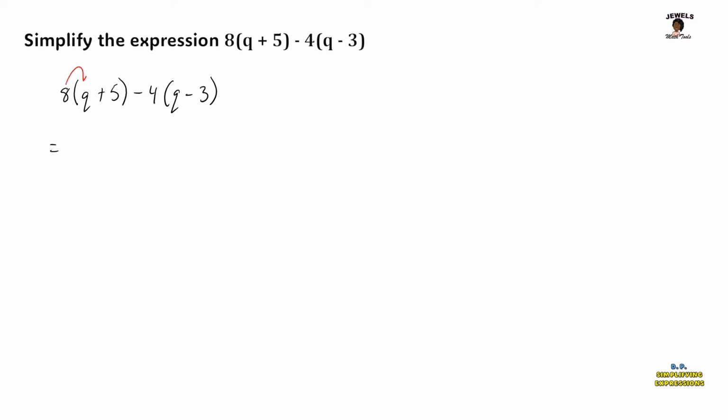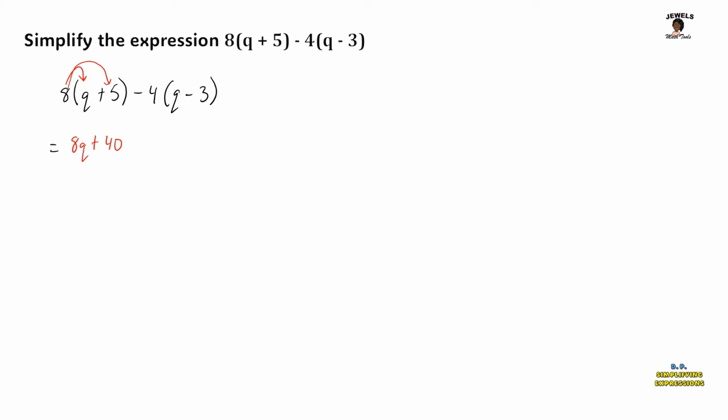So we're going to be multiplying 8 times q, which will equal 8q, and we multiply our 8 times 5, which will equal 40. And now that we have simplified our first bracket, we're going to move to the second one.